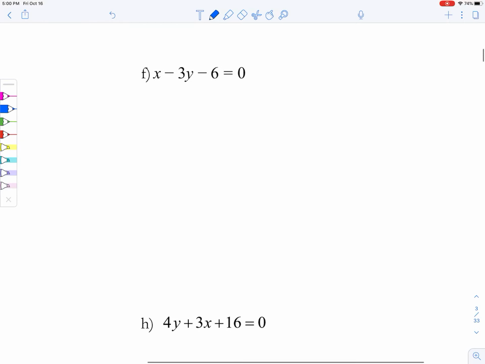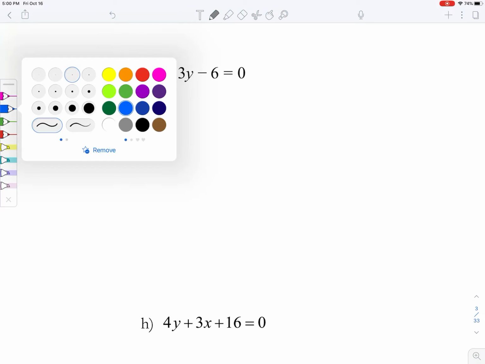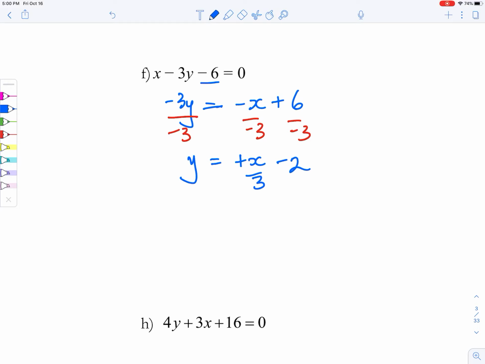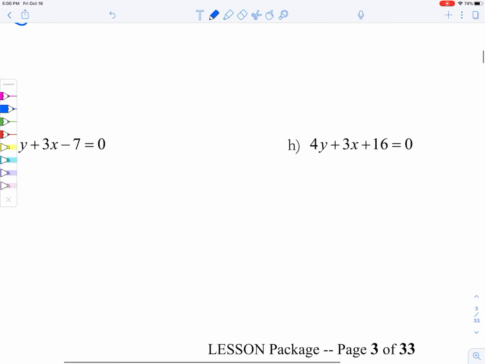For F, we're going to leave the minus 3y there. X becomes negative x, negative 6 becomes positive 6. We want y absolutely by itself, so divide everything by minus 3. So we get y equals positive x over 3, plus 6 divided by minus 3 gives me minus 2. So that's our answer for that one.